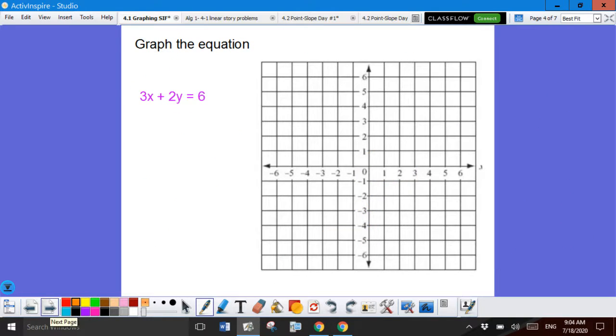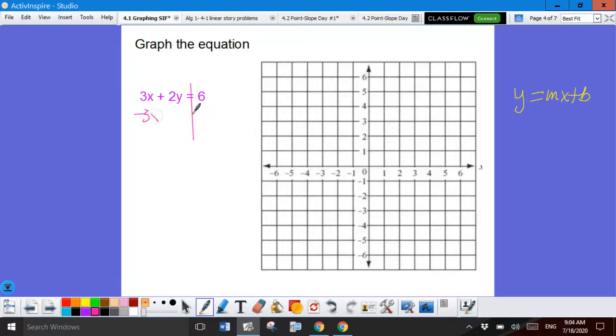Okay, let's take a look at this one. So this one, notice it is not in y equals form. So we need y equals mx plus b. So go ahead and hit pause and solve this for y, and then we will graph it together. All right, let's see how you did.